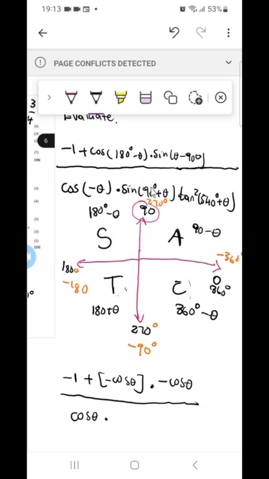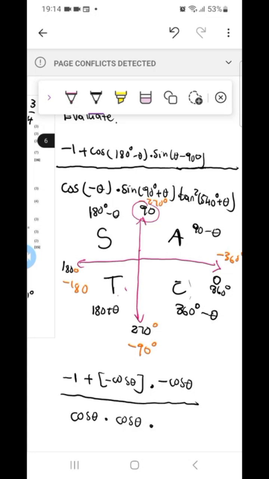But in this case, remember, we are seeing 90. And when we see 90, we are supposed to change to a complementary function of whatever trigonometric ratio is given to us. So we know that the complementary function of sine is cos. So sine of 90 degrees plus theta is in the second quadrant, where sine is positive, and because we see the 90, we change to the complementary function, which is cos. So we'll end up having cos theta.